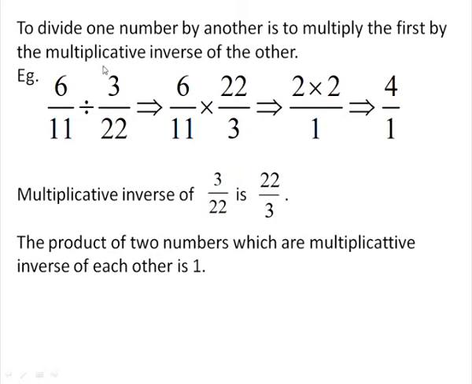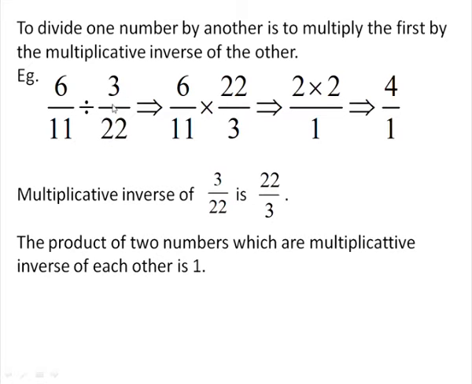Now, look at the statement again. To divide one number by another means multiply the first number, which will remain as it is, by the multiplicative inverse of the other. Here, multiply by the multiplicative inverse of the other.